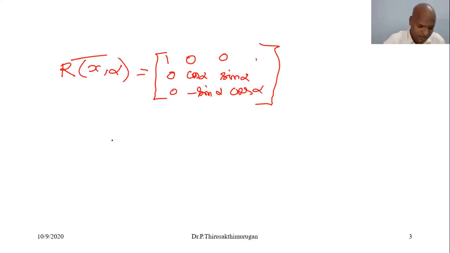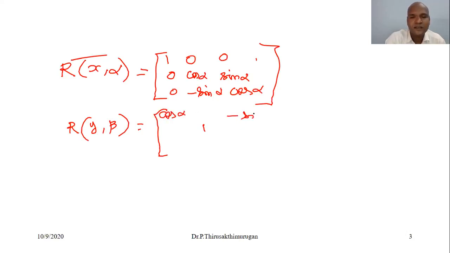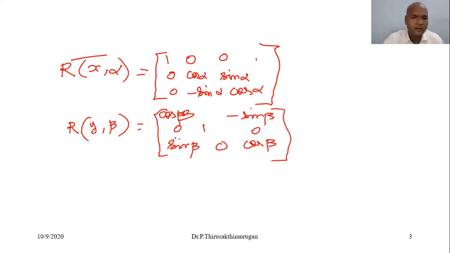Similarly, the rotational matrix R about y, beta, is equal to: cos beta, 0, sin beta; 0, 1, 0; minus sin beta, 0, cos beta. So these are 3 by 3 rotational matrices.